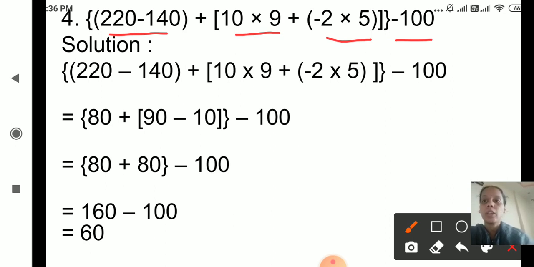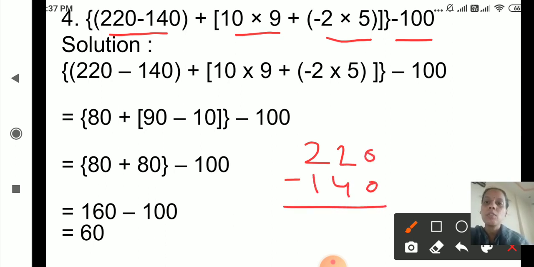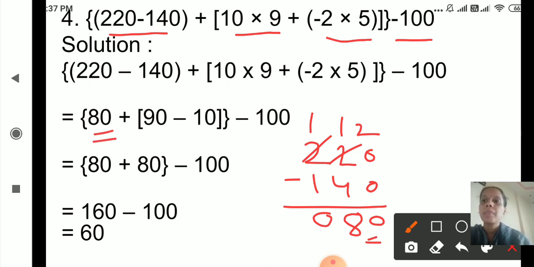220 minus 140, do the subtraction. 220 minus 140 is, yes, I will show it here, 220 minus 140. So the answer is 0 0 0 here. 2 minus 4 we can't do, so here it is 12 and this is 1. Okay, so 12 minus 4 is 8 and 1 minus 1 is 0. So what is the answer? 80. As you can see, I have written here 80. So 220 minus 140 is 80, plus we have written as it is here.